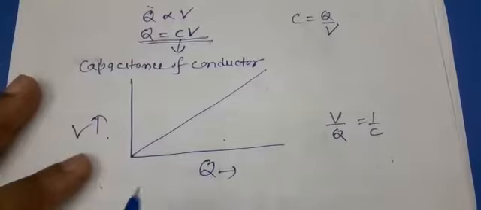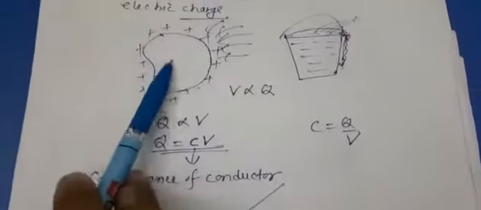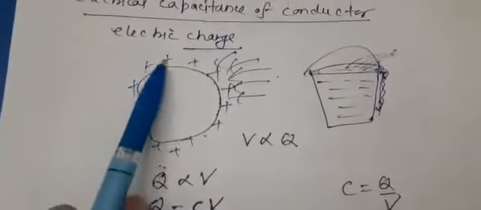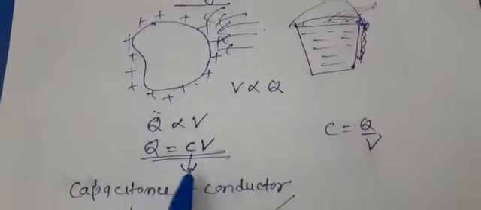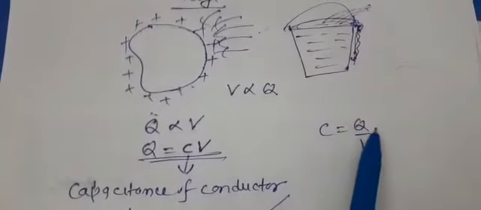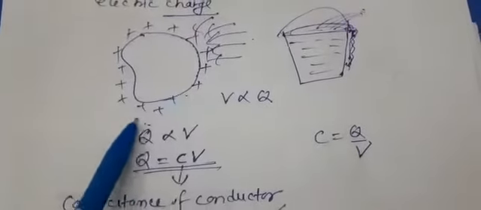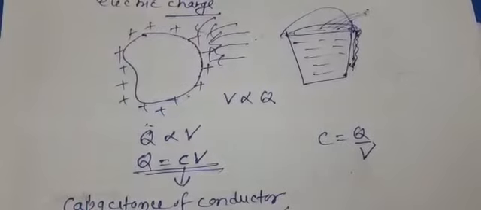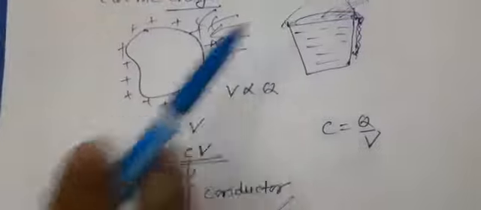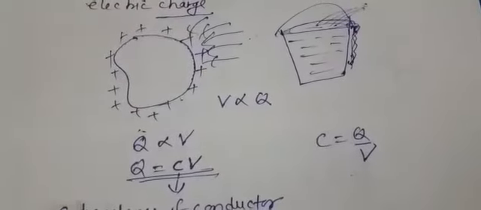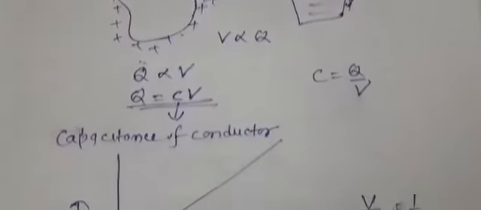Now, this capacitance is independent of the nature of the material of the conductor and the amount of charge existing on the conductor. As you can say that capacitance is given by Q upon V, so it should depend upon Q. No, it is not depending upon the nature of the conductor itself and the charge present on it, but rather it is depending upon the nature of the surrounding medium, shape and size of the conductor, and presence of other conductors in its neighborhood. So these points we will discuss one by one.